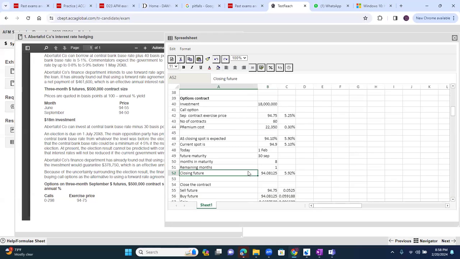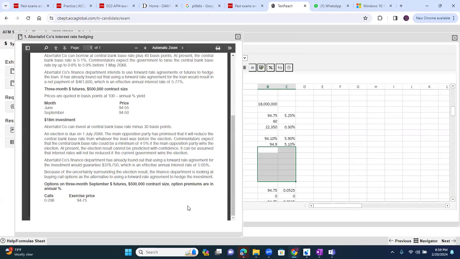So now we need to calculate the closing future, guys. This is very important, which I'm going to discuss. We need to calculate the closing future in order to compare with the option. And unfortunately, the closing future is not given in this question.